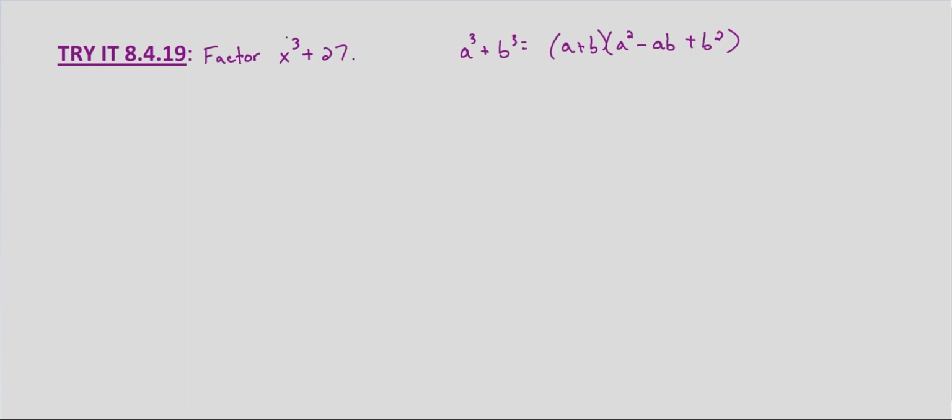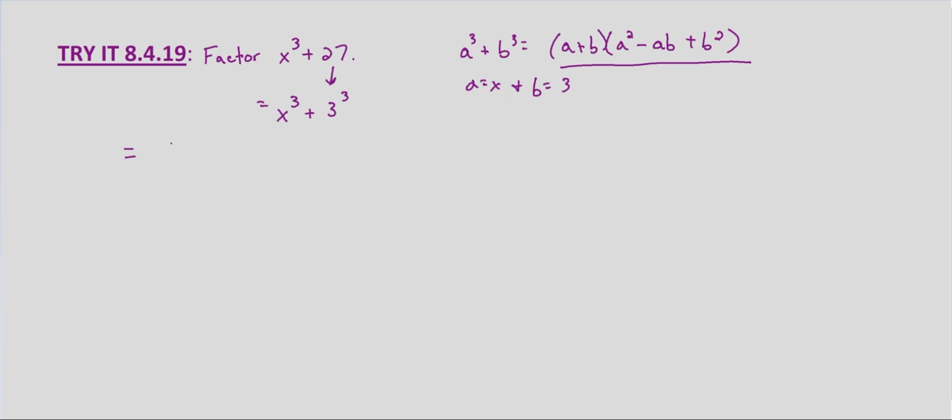So verify first that we have a sum of cubes. X cubed, obviously that's a cube. It's x being cubed. 27, that is 3 cubed. So this equals x cubed plus 3 cubed. So now we have a cubed plus b cubed, and we just divide it up into what that equals, a plus b times a squared. In this case, our a equals x, and our b equals 3.